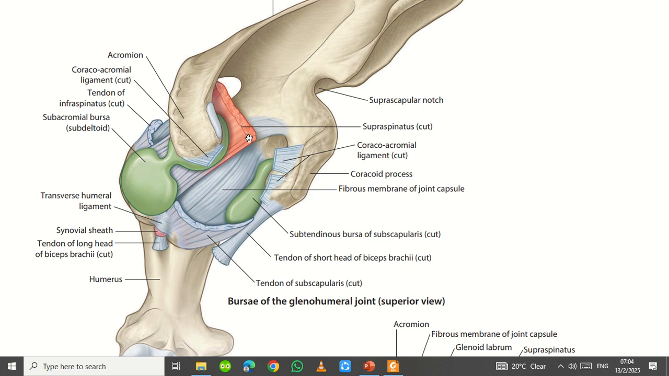And if there is a rupture of the supraspinatus, there's also going to be failure in the initiation of abduction. Remember, it is the supraspinatus that is responsible for initiating abduction from 0 to 15 degrees, right? So if there is a rupture, there is going to be failure in the initiation of abduction.